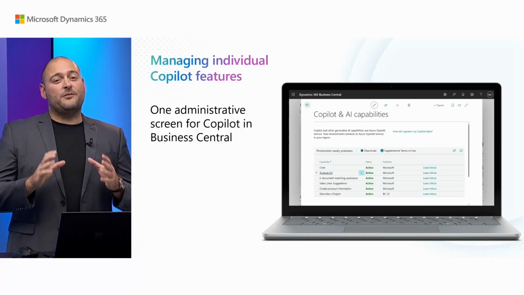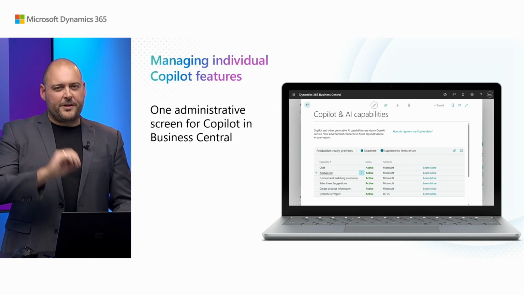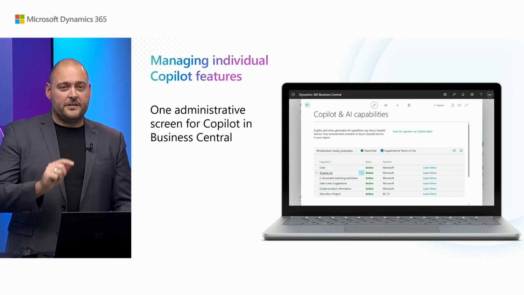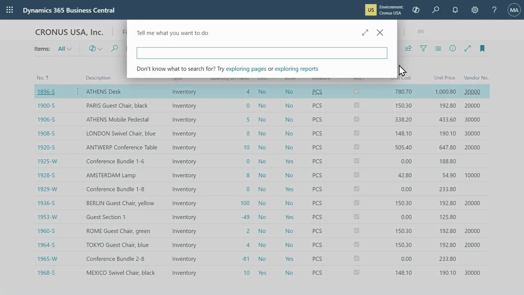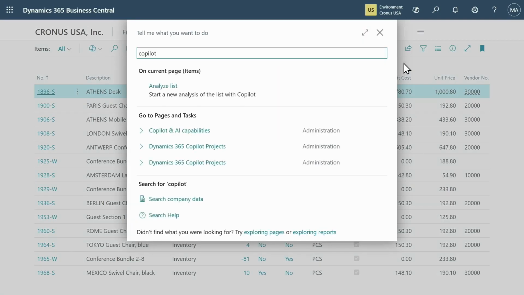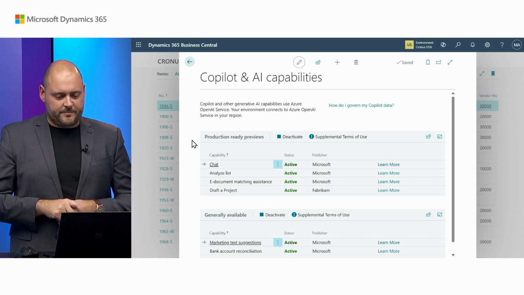Now we know that admins especially love fine-grained control over everything in Business Central. So for that, there's the Copilot and AI capabilities page. Let's do a quick search for Copilot in Business Central. The page will appear right here. And as an admin, I get transparency and control over Copilot from this one place.